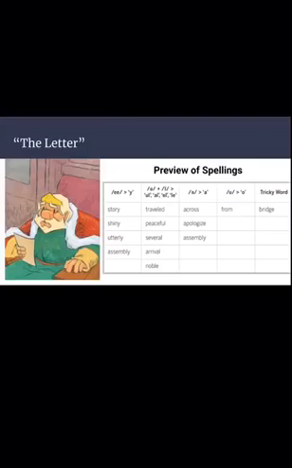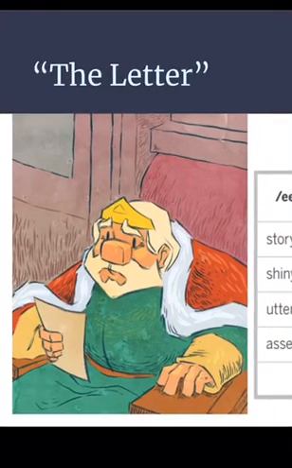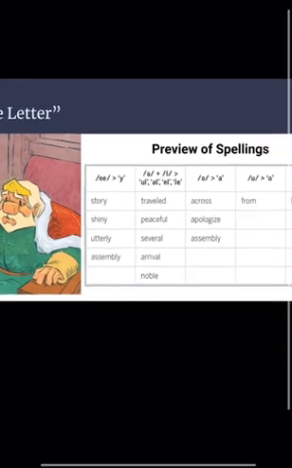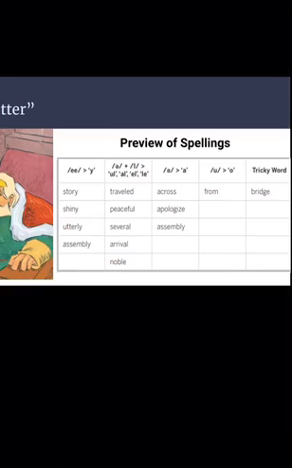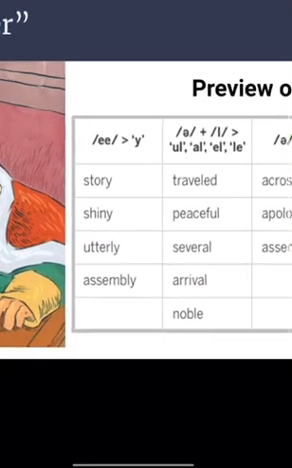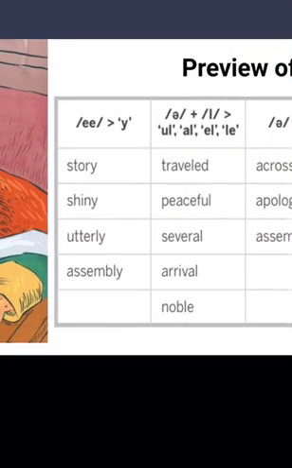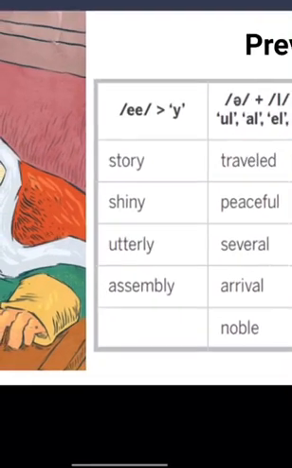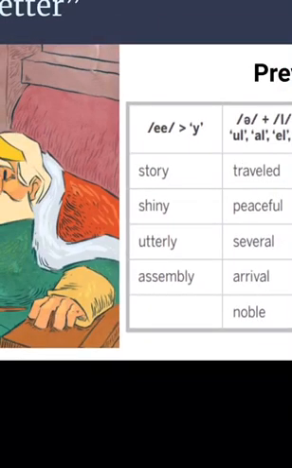Ooh, we're jumping into our story called The Letter. Go ahead and make your prediction. What do you think the story is going to be about? Okay, and let's look at our preview of spellings chart. Let's look in our first column. We have that long E sound spelled with a Y. Let's read these words together. We have story, shiny, utterly, assembly.